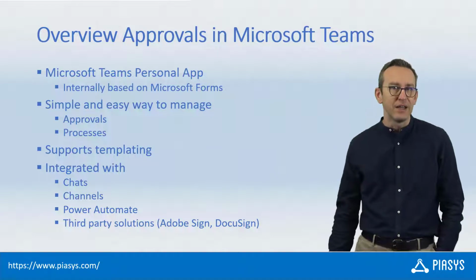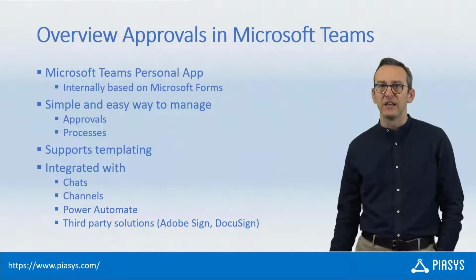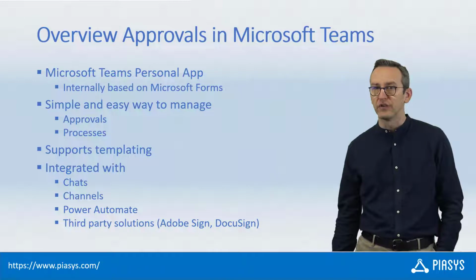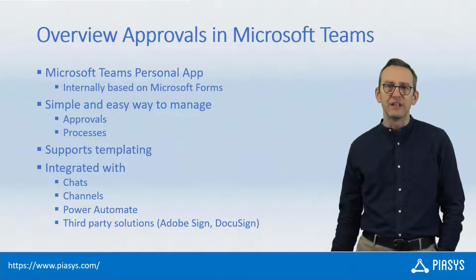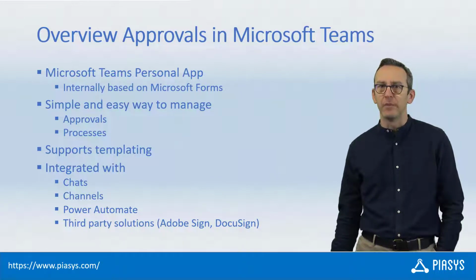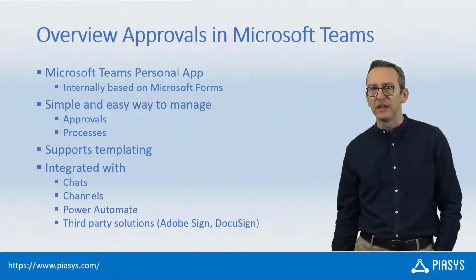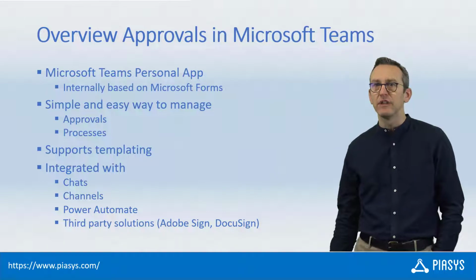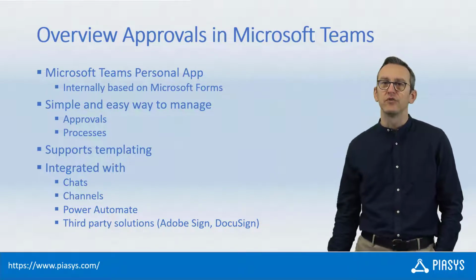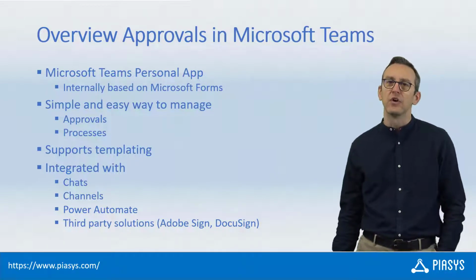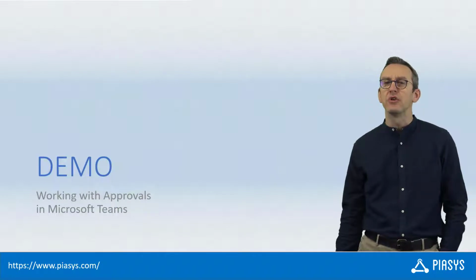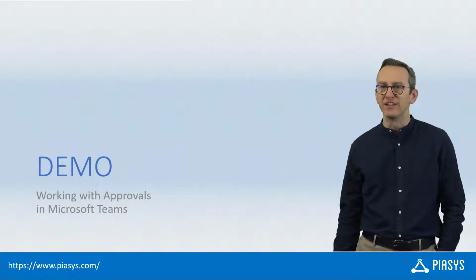We can customize the Approvals app, creating custom templates for approvals and processes. And we can easily use and integrate the Approvals app within a chat or a channel or with external applications like Power Automate or even third-party apps like DocuSign and Adobe Sign. So let me move to the demo environment. Let me show you how to play with approvals in Microsoft Teams.